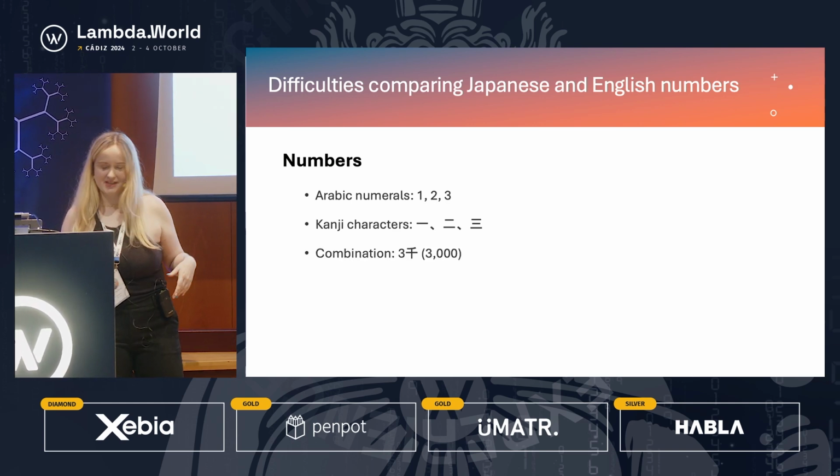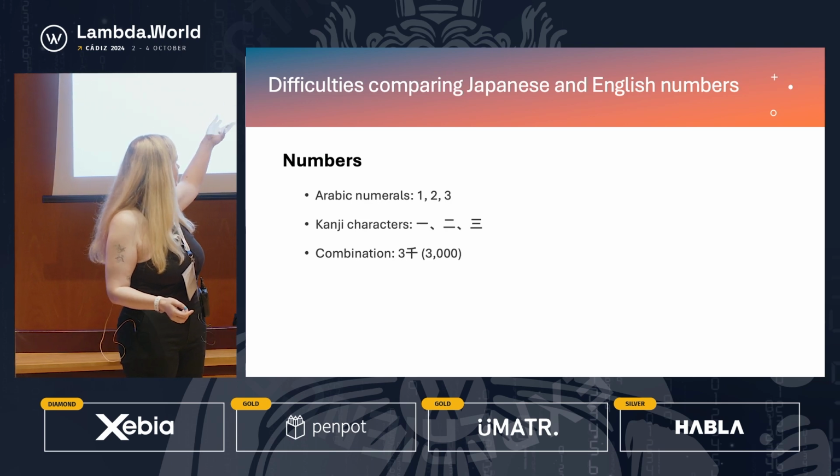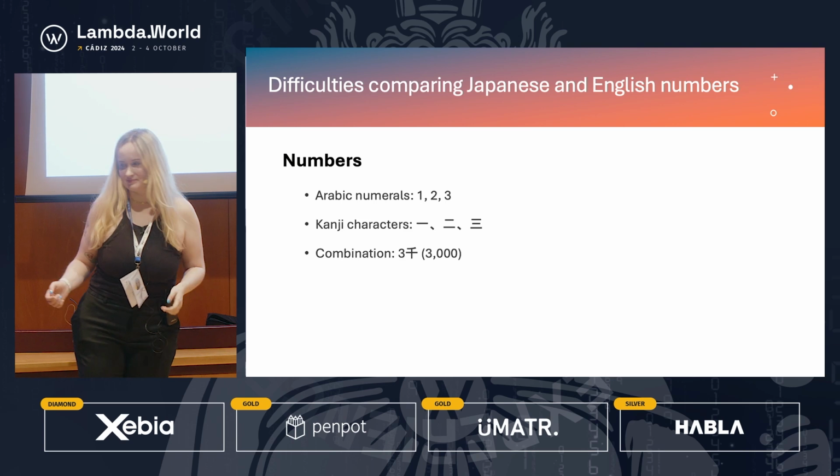And then there's a combination. So this is often used for a large number. So you'll have an Arabic numeral followed by a unit. So here we have this character sen, which means 1,000. So here we have 3,000.